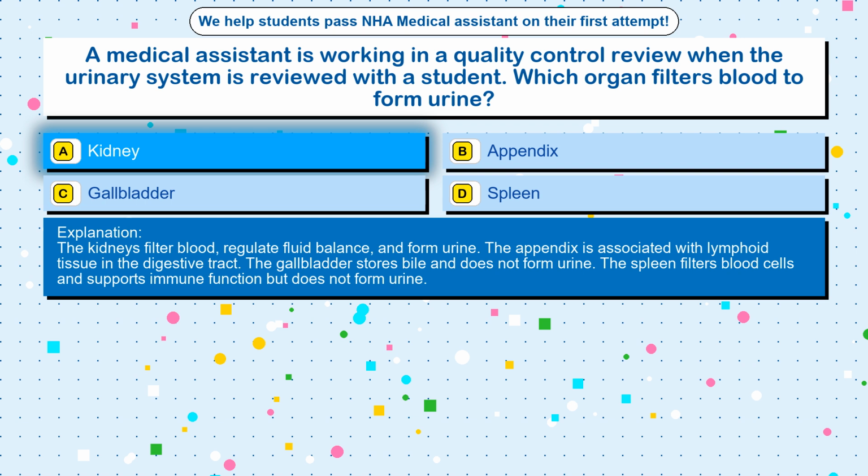The appendix is associated with lymphoid tissue in the digestive tract. The gallbladder stores bile and does not form urine. The spleen filters blood cells and supports immune function but does not form urine.